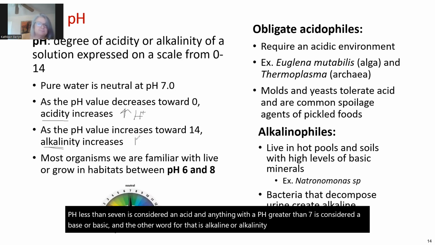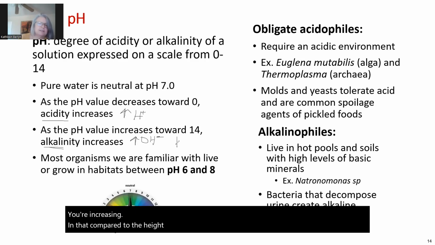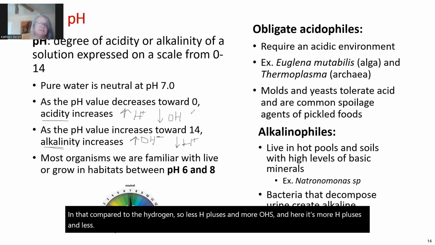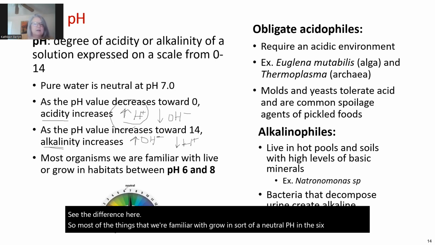And so here you're increasing the OH in that compared to the hydrogen. So less H pluses and more OHs, and here it's more H pluses and less hydroxide ions. See the difference here. Most of the things that we're familiar with grow in a sort of neutral pH, in the 6 to 8 range.